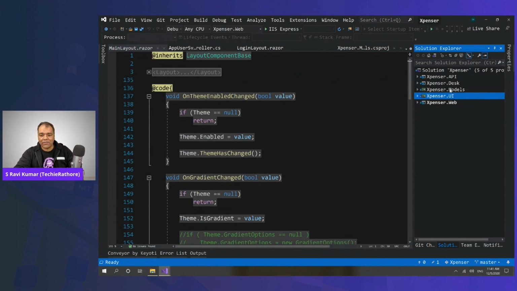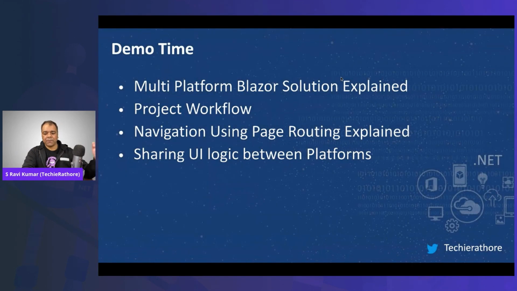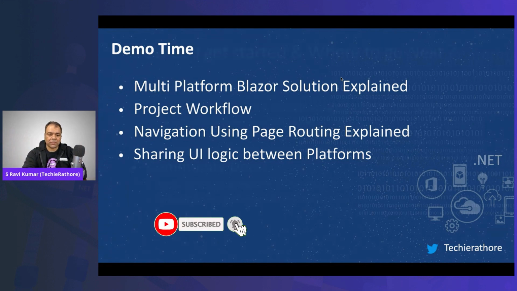Apart from the UI head, we have the models also, which can be utilized in the UI head as well as the API. So this is the code reusability benefit which I was talking about, that not only can we reuse the UI code, we can also reuse the models code. So this was a simple walkthrough through a Blazor application. Now let's get back to our PPT. So I explained how the navigation works, how I can share the UI logic between the platforms, and how the Blazor project workflow works basically.